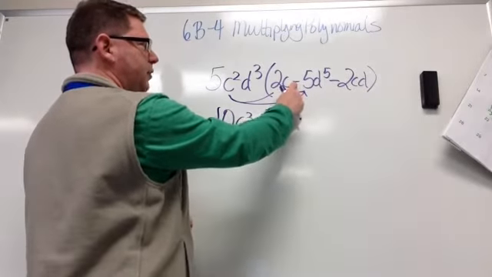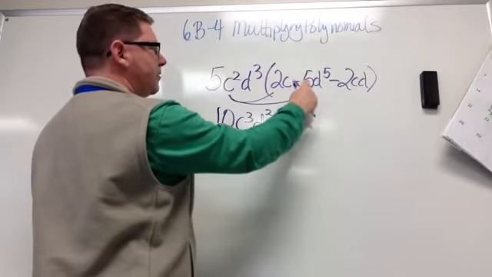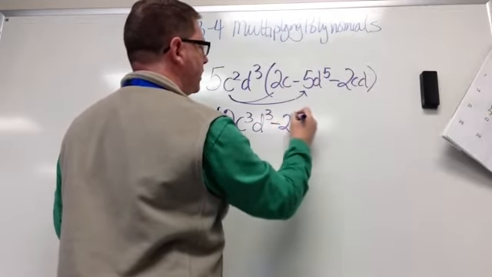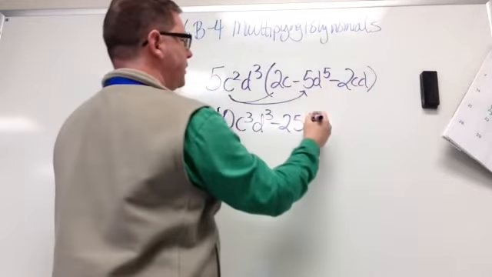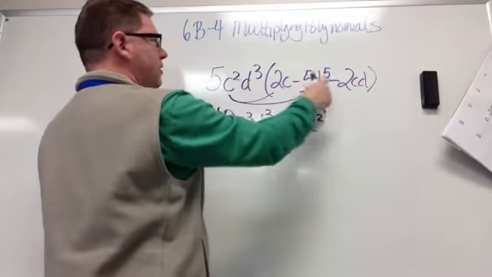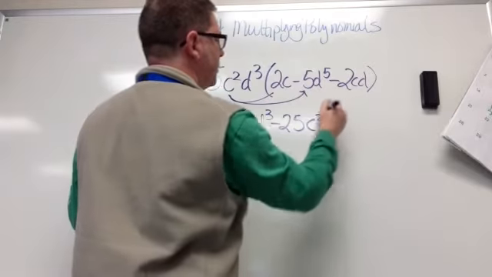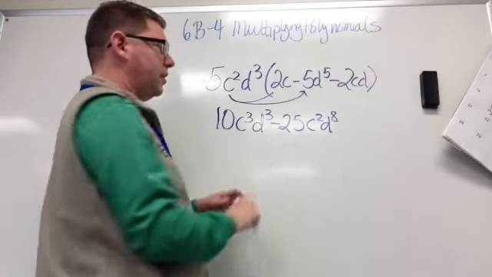That minus sign is important because I got 5 times negative 5, which is negative 25, so I put a minus sign. And then c squared, there's no other c, so I do c squared. d to the third times d to the fifth is d to the eighth. So I've got negative 25c squared d to the eighth.